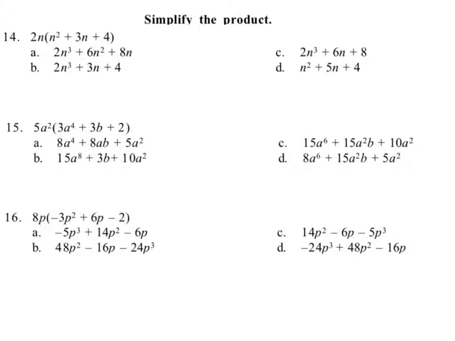All right, simplify the product. What we're doing here is we're distributing the monomial that's out in front into the trinomial that's in the parentheses.